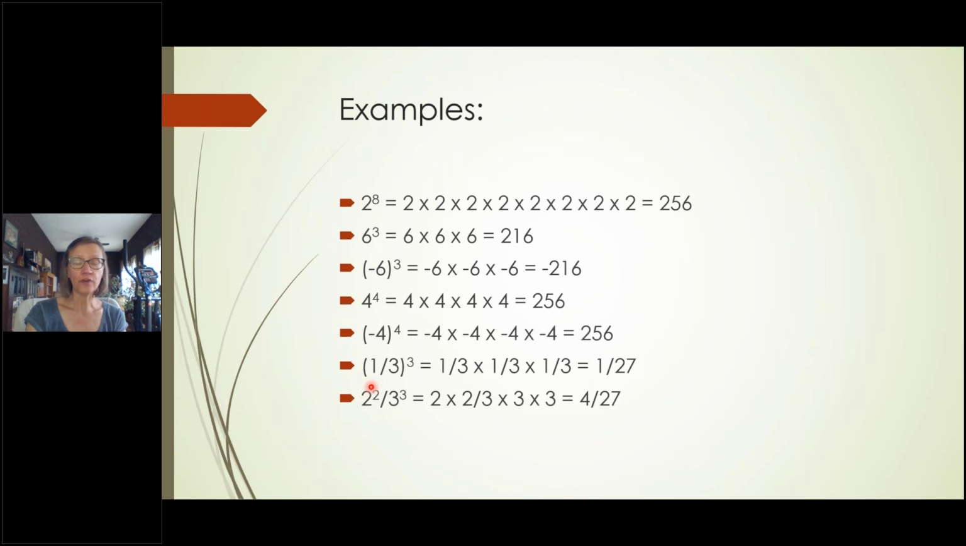You can have fractions be raised to a certain power. Here, the fraction 1/3 is raised to the third power. You multiply 1/3 by itself 3 times and get 1/27. You can have the numerator and the denominator have different powers. So when that's the case, you calculate each one separately. 2 times 2 is 2 to the second power. 3 times 3 times 3 is 3 to the third power, which equals 4/27.